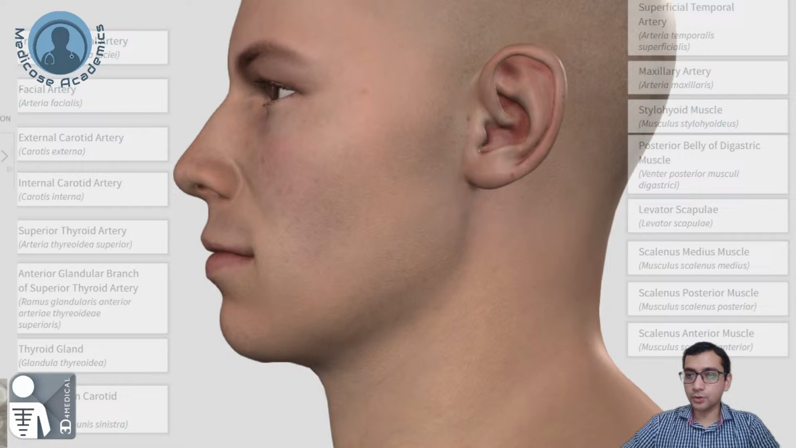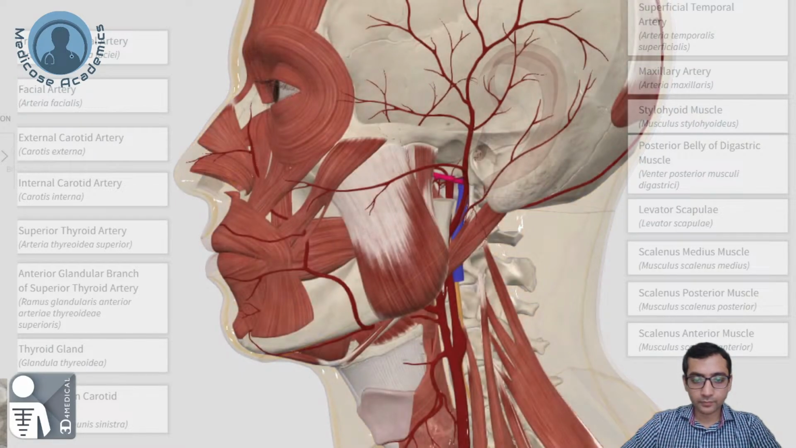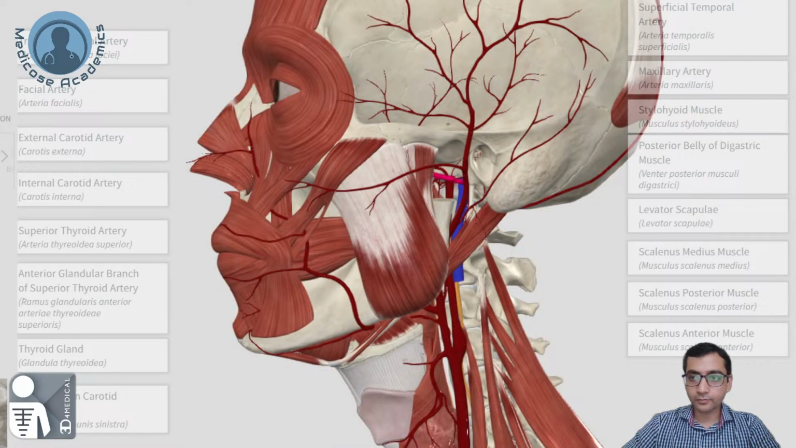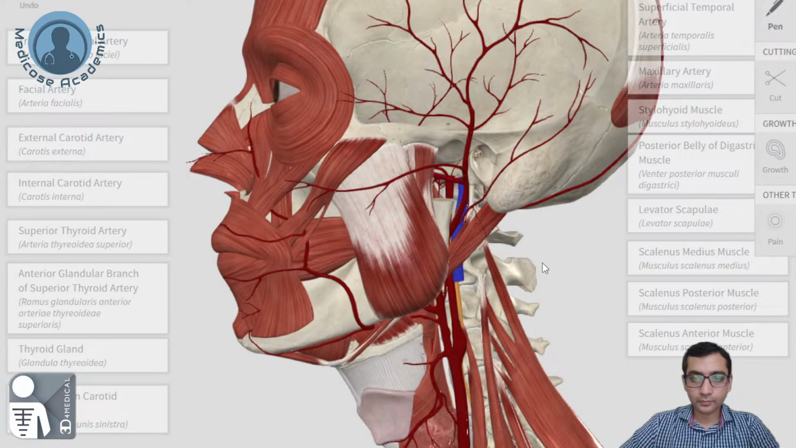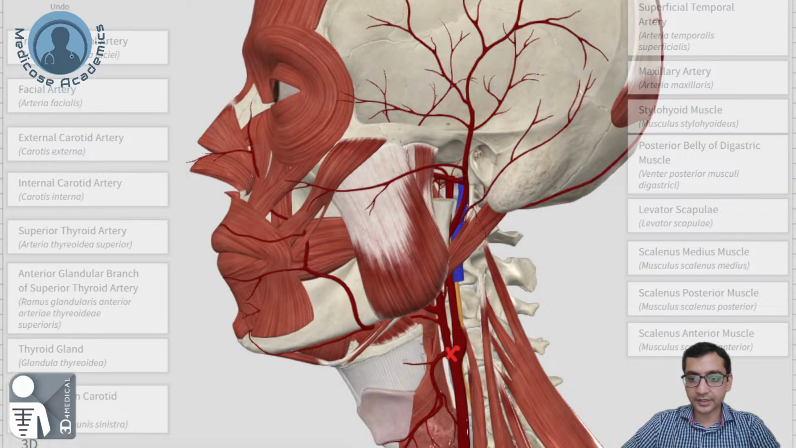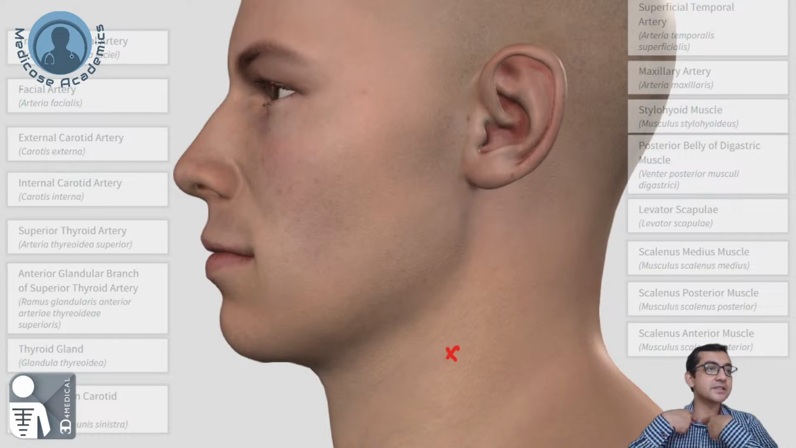Let's do it like this. So roughly, right here was the bifurcation point. We made the bifurcation point just like this: find the sternoclavicular joint and move up vertically till you reach the thyroid cartilage.